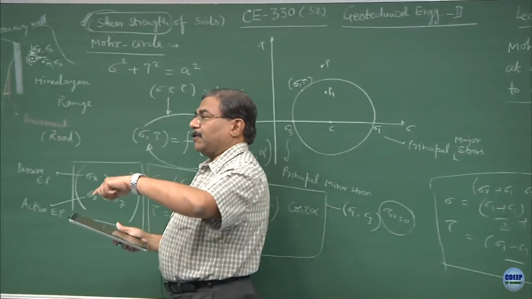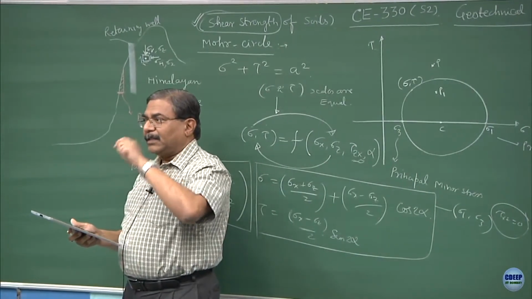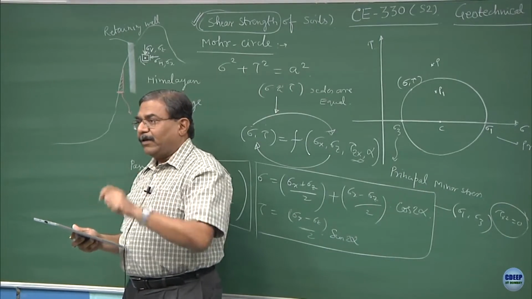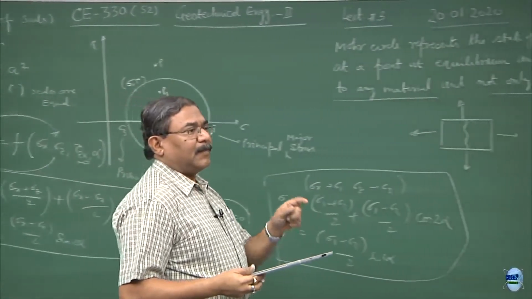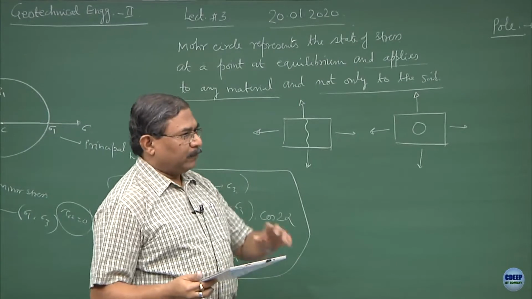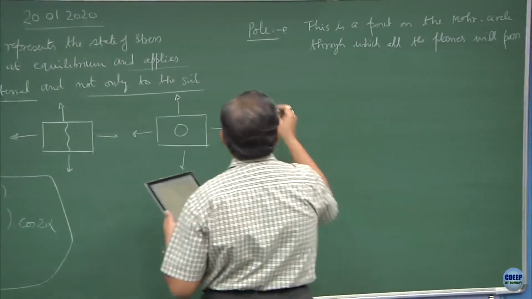The reverse is also possible. Alright, any plane is starting from a known state of stress, wherever it intersects the Mohr circle, that becomes the pole. Fine, both ways. Now, we will talk about this a lot. So, what are the properties of the pole?